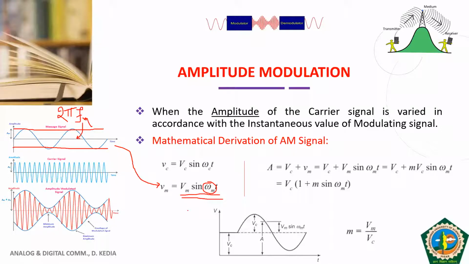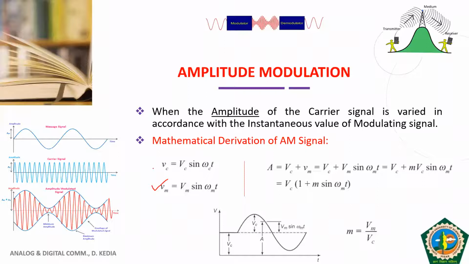And you might be wondering that we haven't included phase here. So we have taken the phase as 0. For the case of simplicity, we have taken 0 initial phase. That's why your instantaneous value of the modulating signal has become like this. So this is our modulating signal. I think you have understood the representation of the modulating signal.